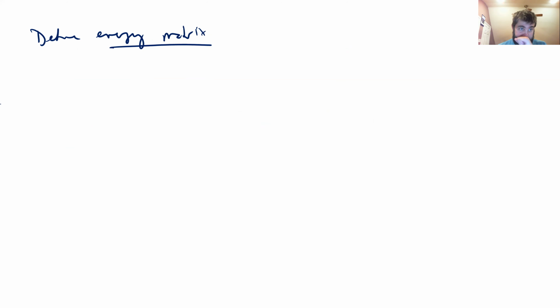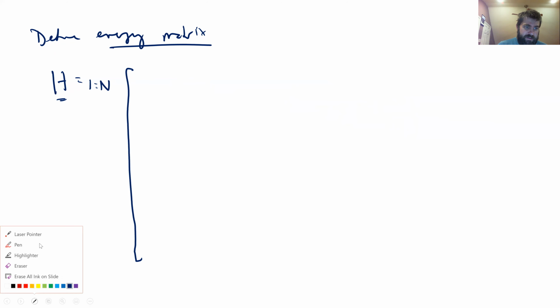Define an energy matrix. H equals. Now, what is this going to want to encode? We want this energy matrix to store all of the information that we have. So I'm going to structure this as a block matrix where we start with I equals 1.